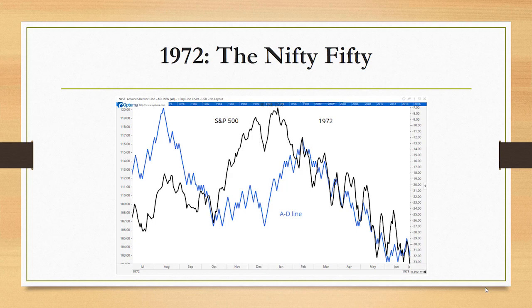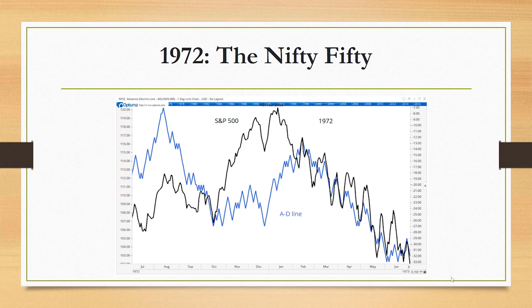In this chart, we see the advanced decline line and the S&P 500 back in 1972. This is a time when large fund managers were buying what was called then the Nifty 50. They were 50 stocks like McDonald's, Xerox, Avon, that were big companies at the time with business models that were changing the world. They were called one-decision stocks because you simply needed to decide when to buy, since the companies were so powerful and so important, they'd never need to be sold.